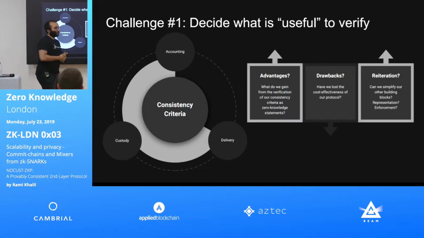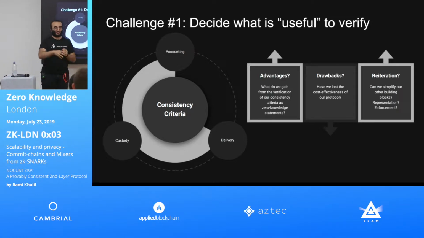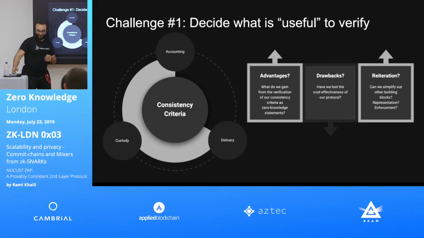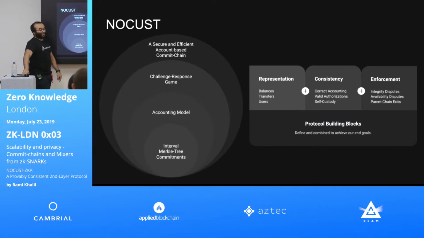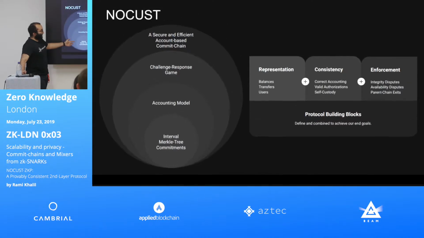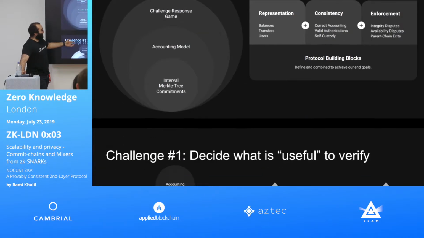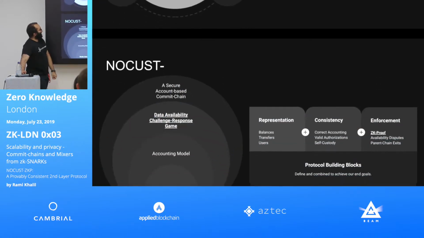Reiteration: once we've introduced some of these nice constructs, what can we just get rid of? Remember back here we had a very nice core of an interval Merkle tree that actually lets us build all of these things. But that is also added complexity. It's not as straightforward as a simple Merkle sum tree or as a simple Merkle tree, right? So maybe we can get rid of some of these things, including enforcement.